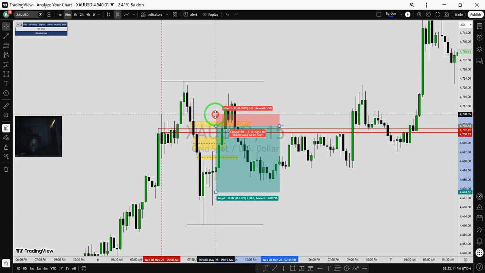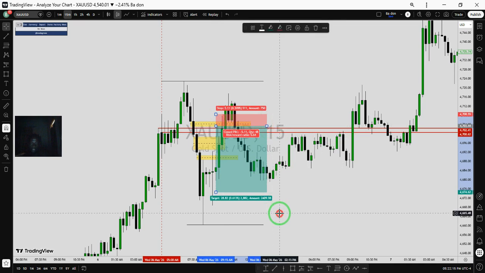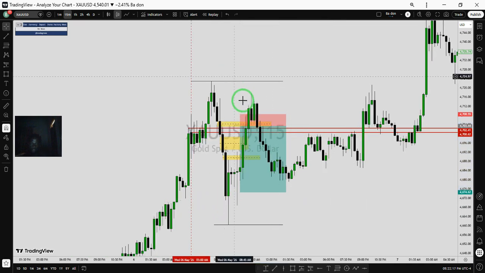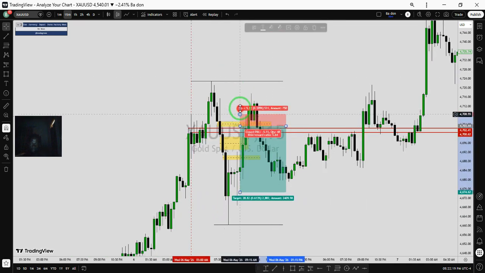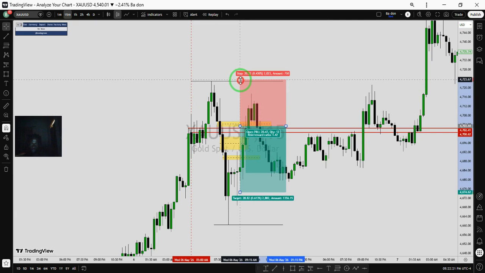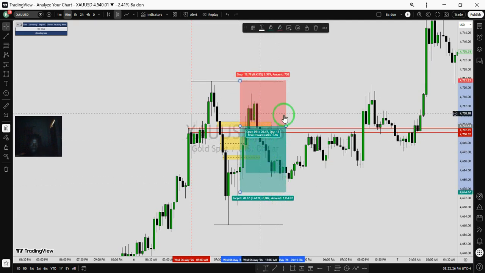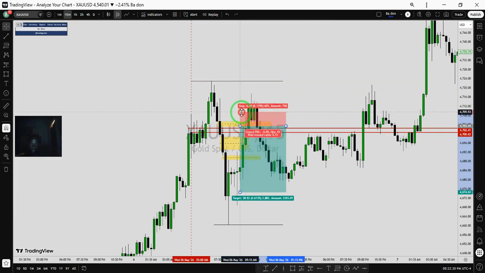500 pips stop loss. We are using 500 pips stop loss, or if you are willing to risk more, you can put your stop above. And as you can see, we probably had a 1-to-1 on this trade, but the way I trade it, I'm using 500 pips stop.